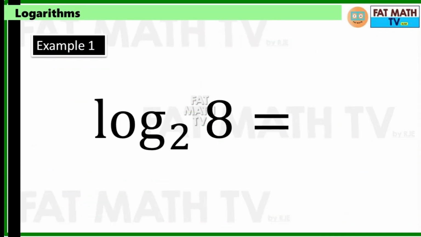For example, logarithm of 8 to the base 2 is asking you the exponent of 2 so that the answer is 8. What should be the exponent of 2 so that the answer is 8? So the answer is 3 because 2 cubed is 8.